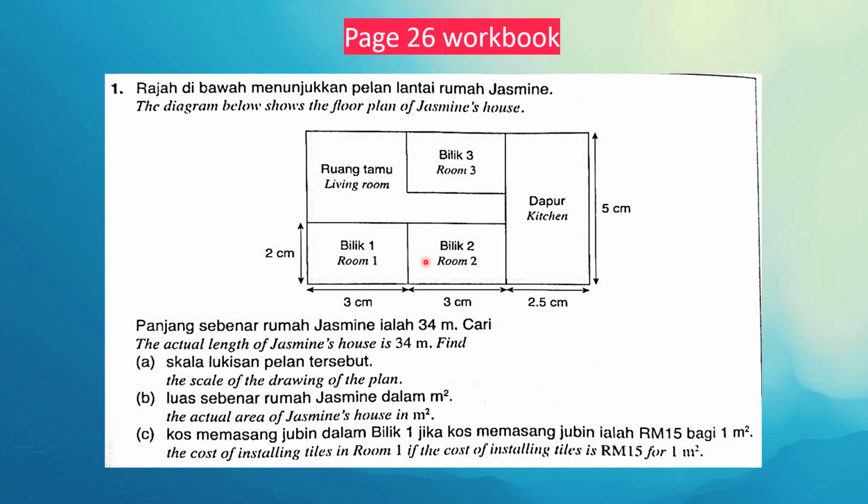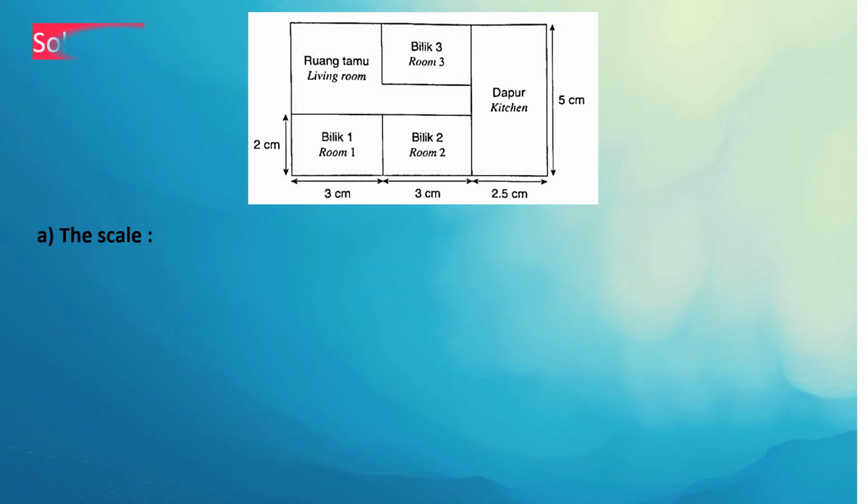Okay, so let's do the solution. The first question is find the scale of drawing, right? So we do A first. Find the scale. Okay, so the scale, remember the scale is the drawing over object. The length given just now, the original length, is 34 meter. So what you do is you add the length for the drawing first.